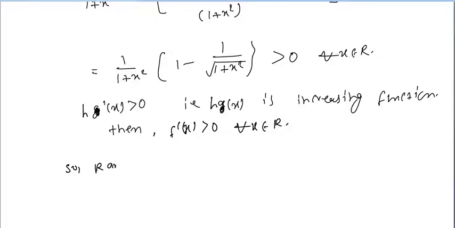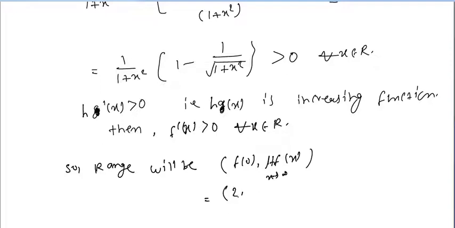So the range will be: range of f(x) is equal to what? f(0) to f(x) when the limit x tends to infinity, because x is given greater than 0, so x belongs from 0 to infinity. So f(0) is nothing but what? 2. Just see the question. f(0) is 2, and as x tends to infinity, then what will be?